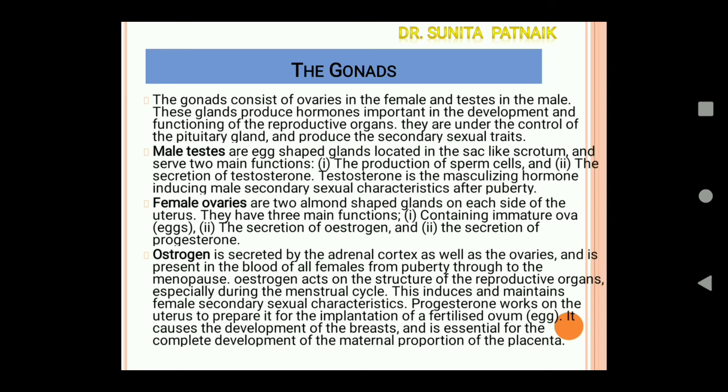Estrogen is secreted by the adrenal cortex as well as the ovaries and is present in the blood of all females from puberty through menopause. Estrogen acts on the structure of the reproductive organs, especially during the menstrual cycle. It induces and maintains female secondary sexual characters. Progesterone works on the uterus to prepare it for the implantation of a fertilized egg. It causes the development of the breast and is essential for the complete development of the maternal portion of the placenta.